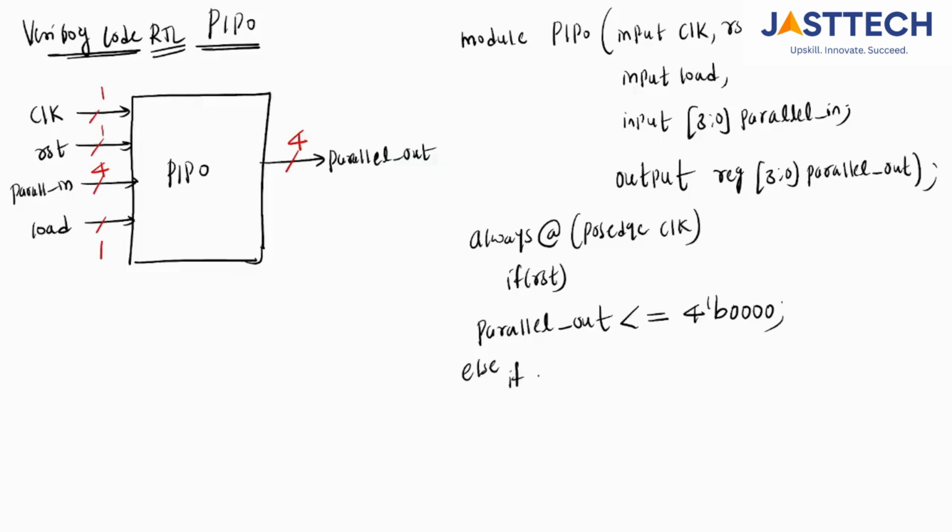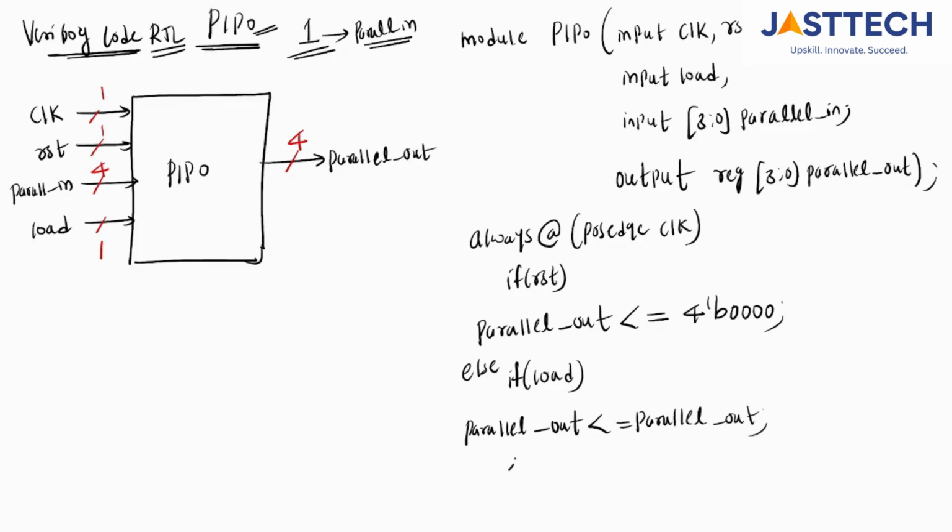Else if load. So when load equal to 1, what you need to do within 1 clock cycle? In PIPO we already discussed in digital, within 1 clock cycle, that means parallel load operation and taking out the data. Parallelly you will load the data, and parallelly you can take the data within 1 clock cycle. So if load, whatever the parallel in data is there, that is coming to the parallel out.